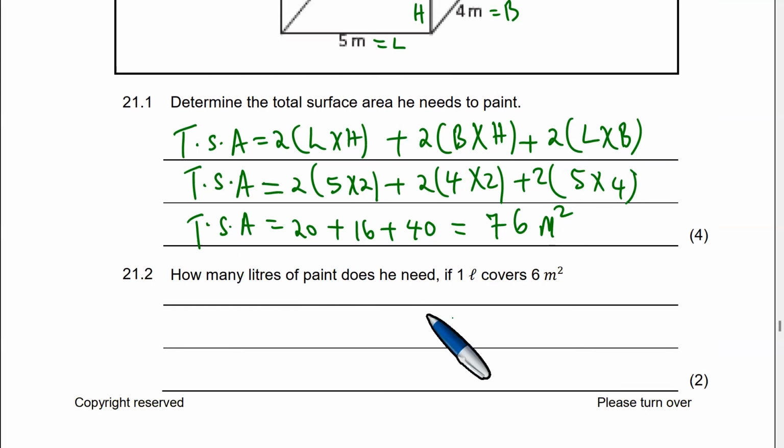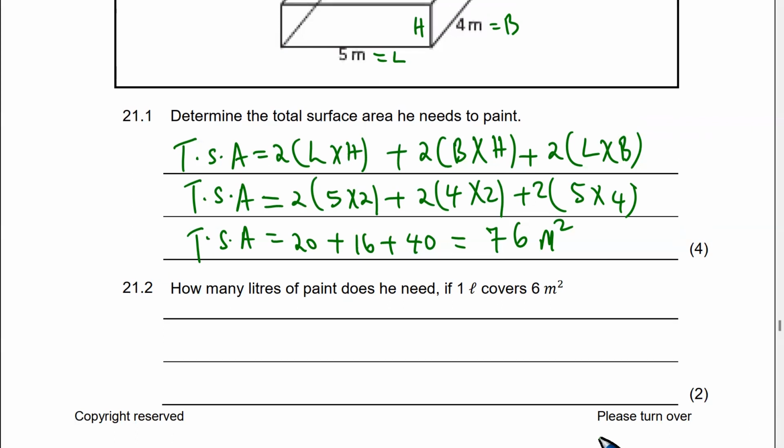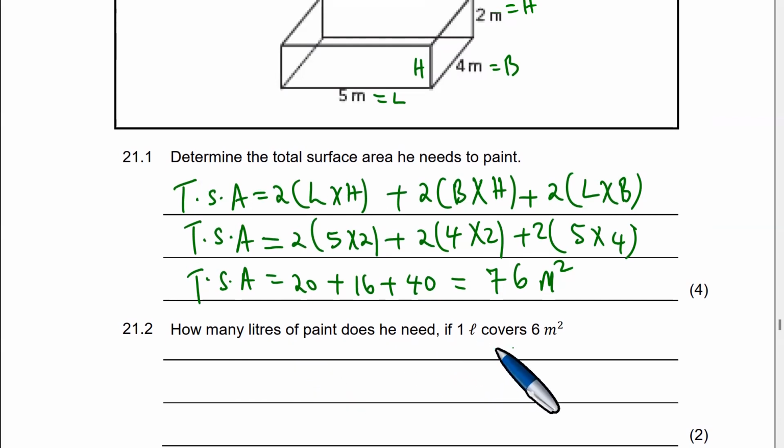How many liters of paint does he need if 1 liter covers 6 square meters? Do this one for 2 marks in 1 minute. How many? Surface area. Okay, so 60 over 10 liters, 66, 72. Is he going to need 12 liters? Okay, I get your point. Remember, how many liters of paint does he need if 1 liter covers 6?